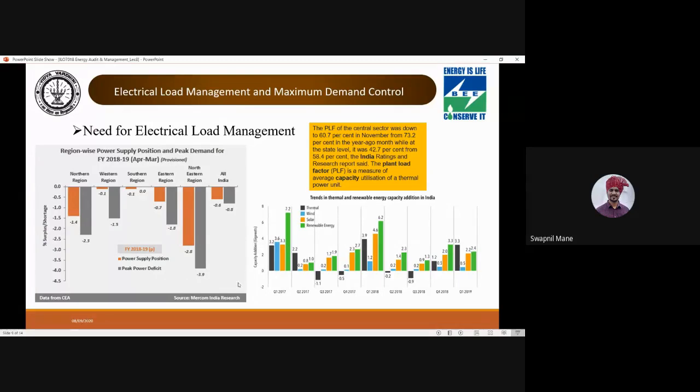Say thermal: 3.2 gigawatt in the first quarter of 2017. In the second quarter, 2.2. In the third quarter, negative. What is the meaning of this? How can it become negative? It should be zero. Why is it showing negative? Can anybody throw light on this?